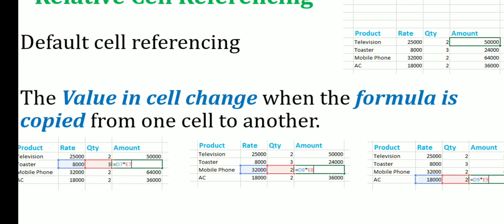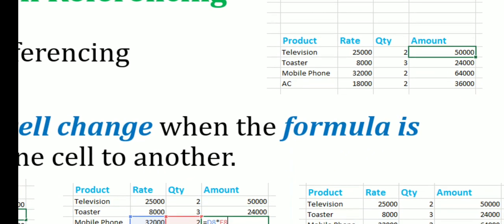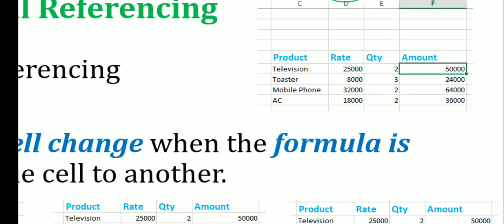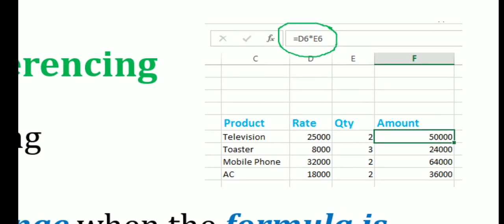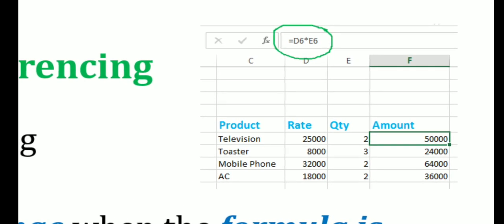See here, I am having a table: product, rate, quantity, and I am calculating the value of an amount. Yes. So how am I calculating amount? I am simply writing a formula: equal to D6 into E6. After that, for calculating formula values for the other three rows, I don't write the formula again and again. What I will do, I will simply copy the formula.